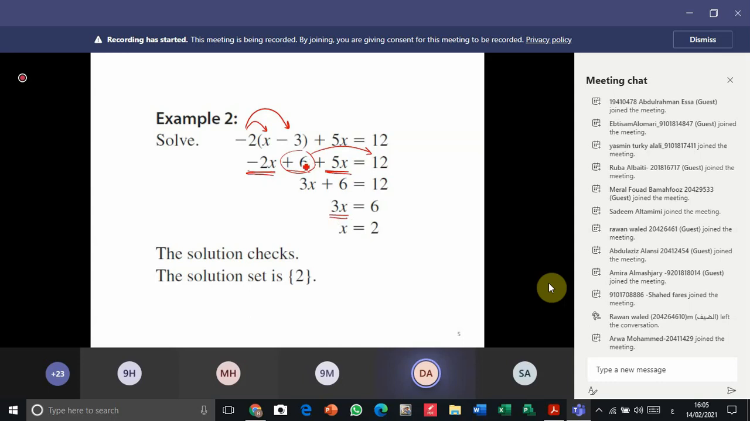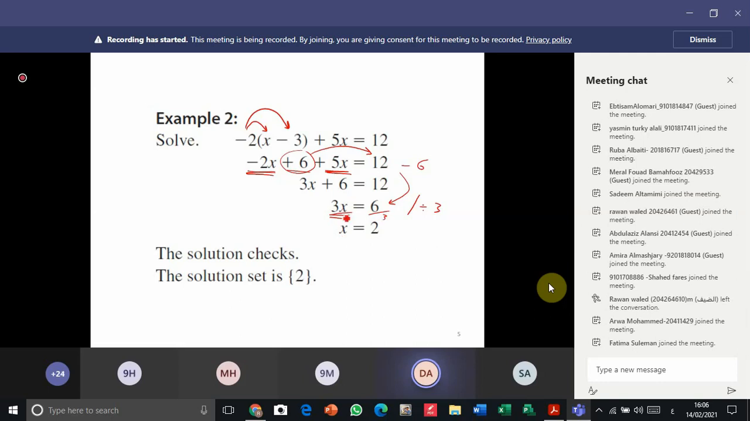After moving the 6 to the right hand side, we have negative 6. So 12 minus 6, we have 6. The final step, we must divide by 3. Why 3? This is the coefficient. I don't need 3x, I need to find x only. So we must divide by 3 to remove the 3 that multiplies x. After dividing by 3, we have x equals 2.